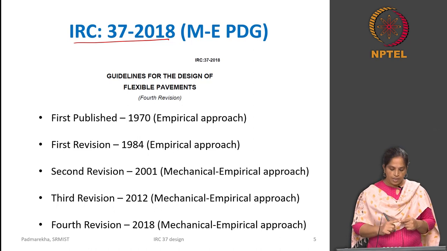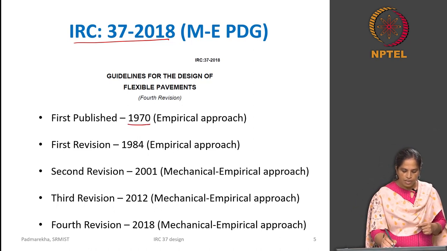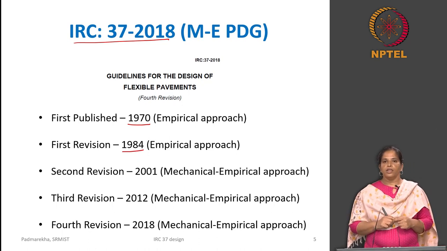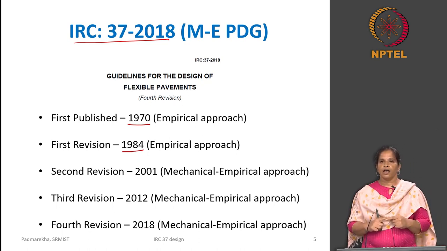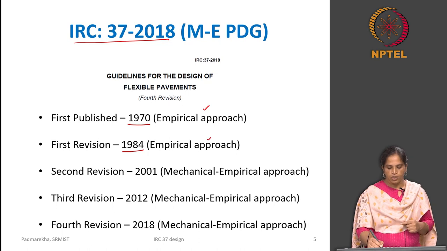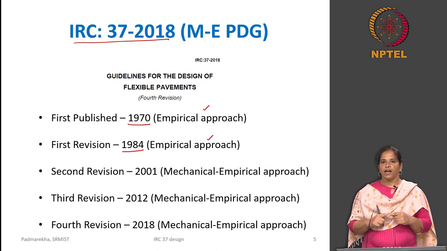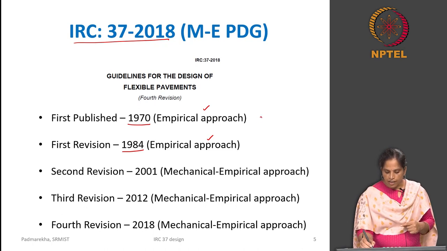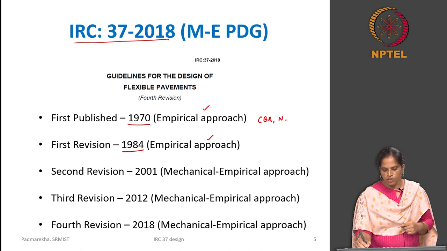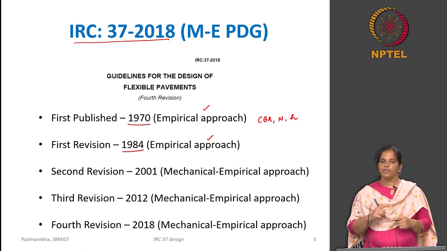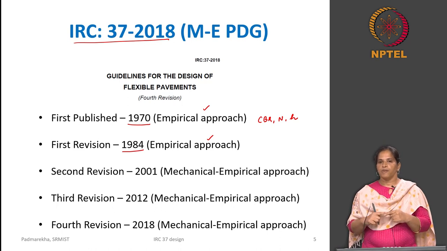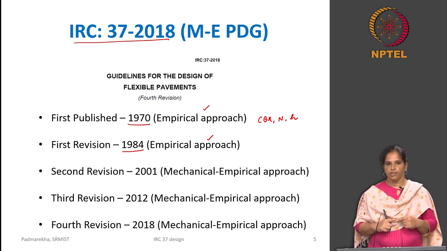37-2018, but IRC 37 was first introduced in 1970 and the first revision was made in 1984. In both versions, the designs are based on the empirical approach. This is an empirical approach because we have design charts relating CBR value and number of repetitions of a standard axle load to the total thickness of the pavement, and these design charts were made based on empirical relations.